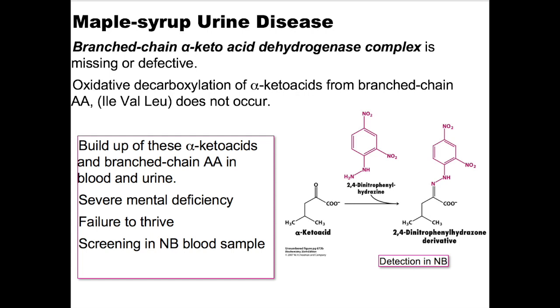And so the oxidative decarboxylation of the alpha-keto acids from the branched-chain amino acids does not occur. And there's a buildup of these alpha-keto acids and also the branched-chain amino acids. This is a really bad thing that leads to severe mental deficiency and a failure to thrive. This is also identified early on through newborn screening in the hospital, and these individuals also have a restrictive diet.